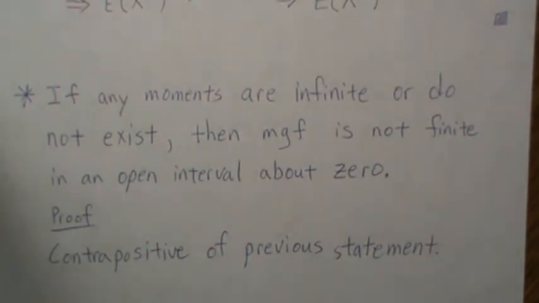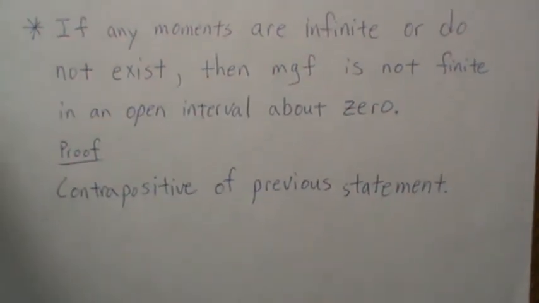Okay, but one point that it doesn't make is that if we can't find an open interval about 0 that has finite endpoints, it doesn't tell us anything about the moments of that distribution. And a classic example is a log normal. You can't find an open interval where the moment generating function is finite, but every moment of a log normal is finite. And so you have to be careful with these two properties.